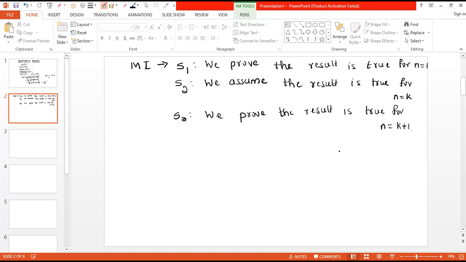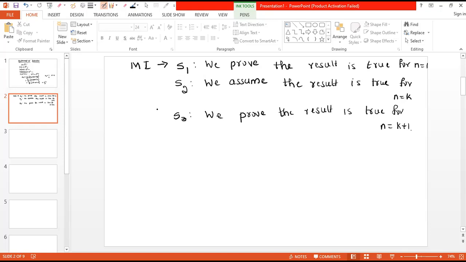Okay, so these are the three steps involved in mathematical induction. The first one is we prove the result is true for n equal to 1. Second, we assume the result is true for n equal to k. And the third step is we prove the result is true for n equal to k plus 1. Now let's see some examples.